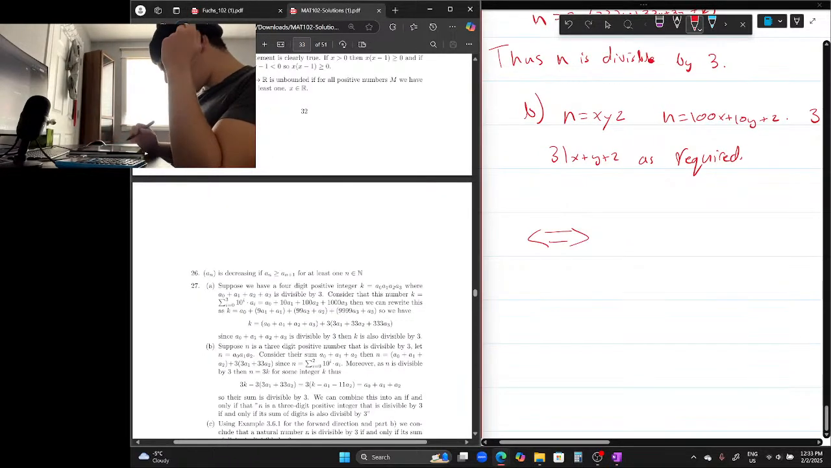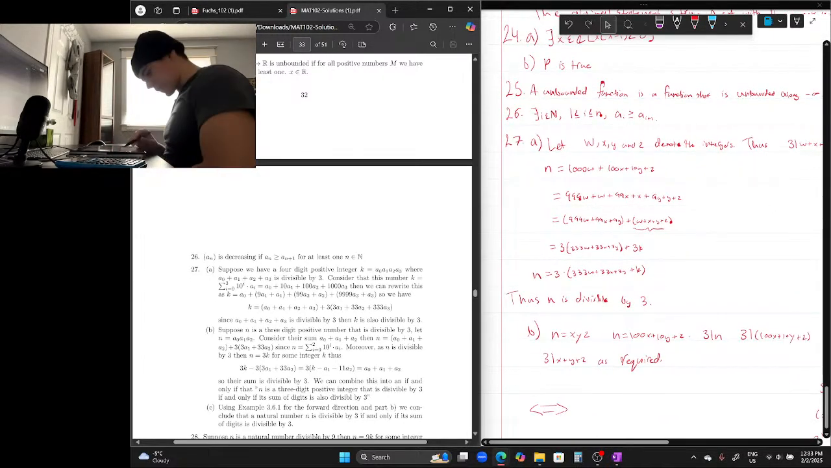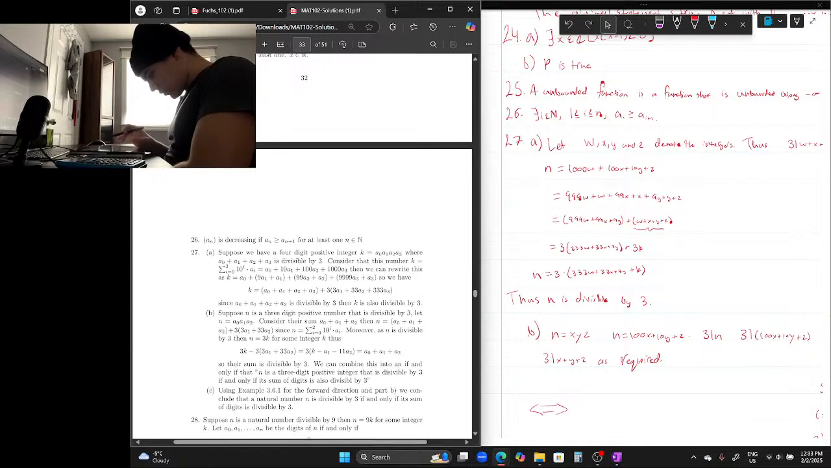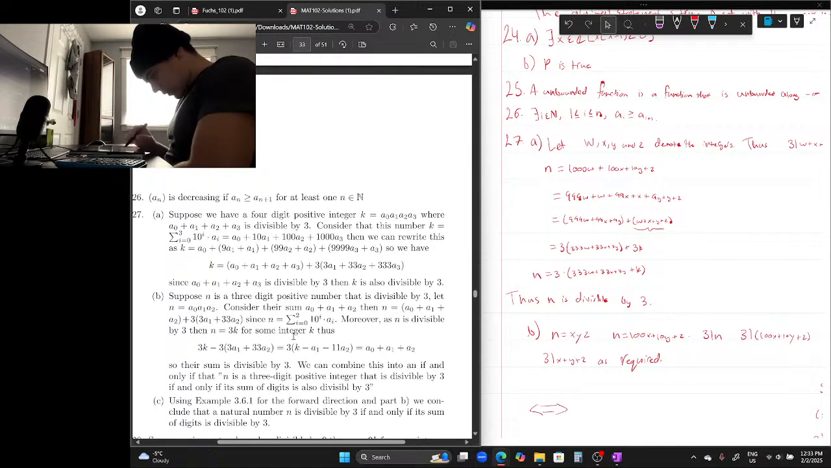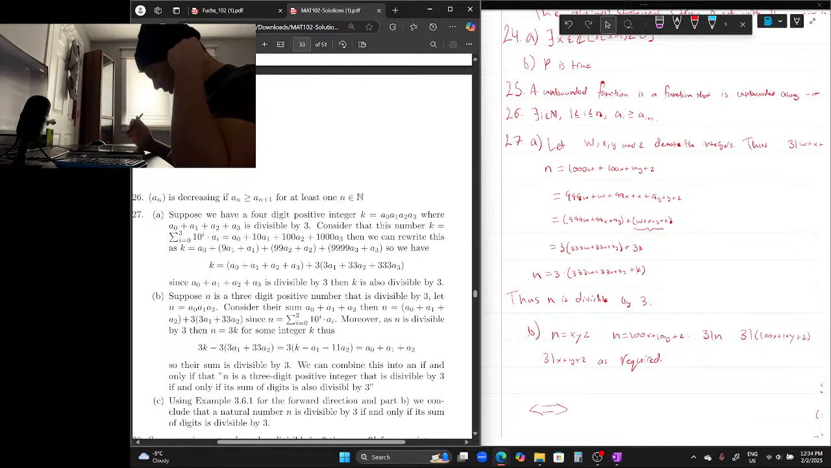So again, let me go down here. Forgot we had the solutions actually. This is 27. Suppose we have a 4-digit integer. Yes, yes, yes. Suppose n is a 3-digit integer, so that consider the sum a. Okay, so since n is equal to the sum of 10 to the i times a of i. Moreover, as n is divisible by 3... Where did n come from? Oh. Okay, interesting. 10i. Oh, I see what they did. I don't know why they wrote it like that, but okay.